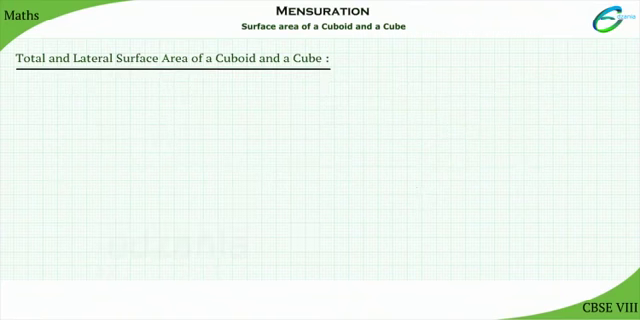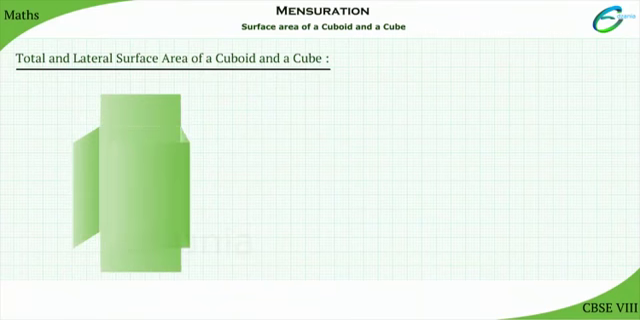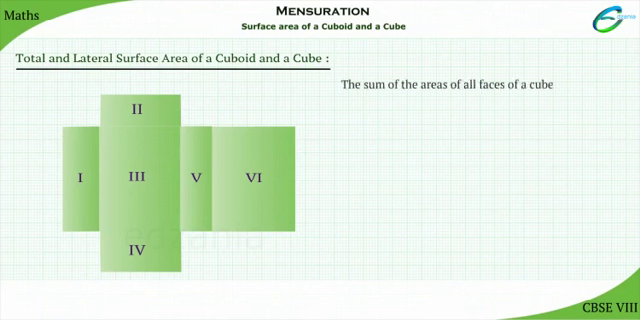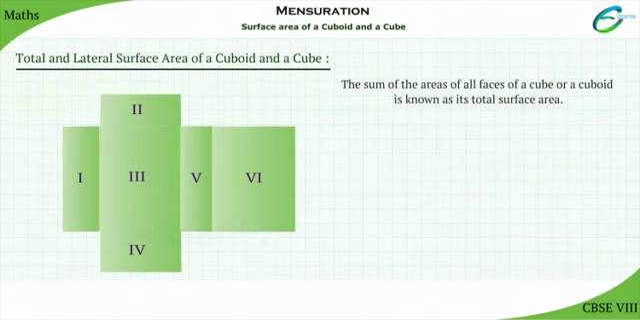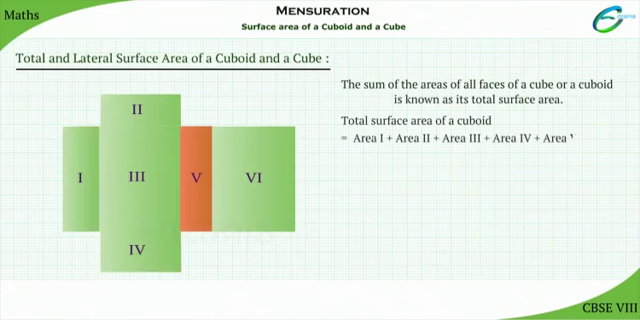Here we have a cuboid-shaped cardboard box. Let's say we want to find how much cardboard was used to make this box. That means we need to find the area of this box. To do so, we need to add the areas of all the faces of this box. The sum of the areas of all faces of a cube or a cuboid is known as its total surface area. Thus here, total surface area is given by adding the areas 1, 2, 3, 4, 5, and 6.